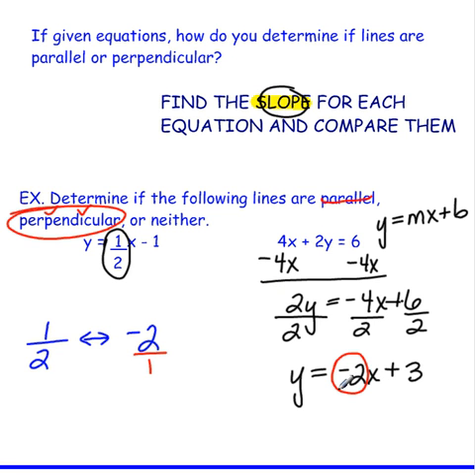We can establish that these two equations, if we graph them, would end up being perpendicular lines because the slopes are opposite reciprocals. Now notice I had neither down here because not every line in the world is parallel or perpendicular. There are some lines that just cross each other. So if there's no relationship, then it could be neither. They're just regular old lines.